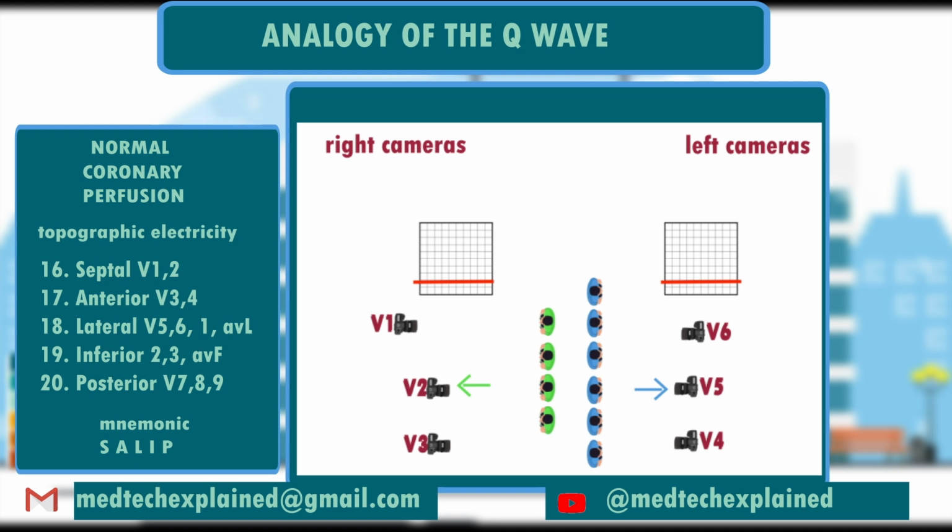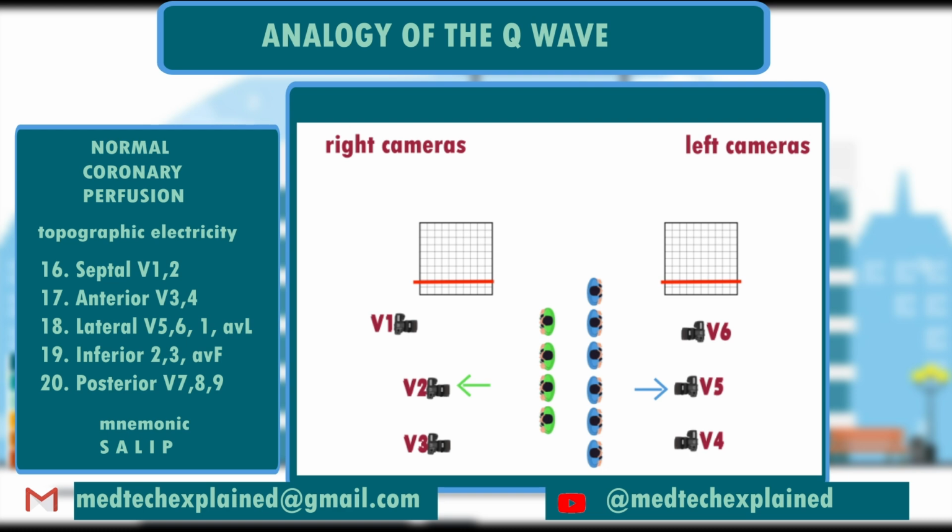In the middle of this room are 2 rows of people representing the right and left ventricles. 4 school children wearing green represent the right ventricle and septum and are facing the right cameras. And 6 teachers wearing blue representing the left ventricle are facing the left wall's cameras. So if everyone is standing still, what are the right cameras seeing at this point? The cameras V1 to V3 are seeing the faces of 4 children in green and also seeing the backs of the 6 teachers in blue.